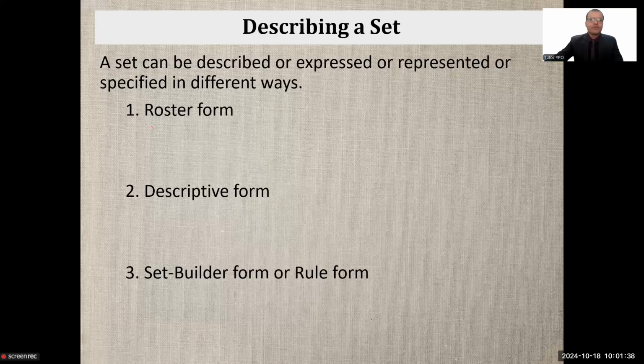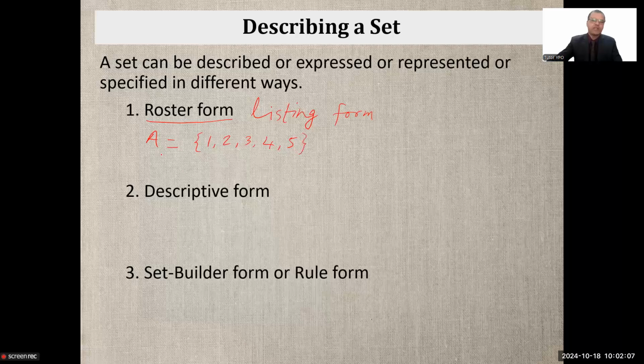In roster form, we list the elements. Roster form is listing form. This is also called listing method, listing form. So for example, set A equals, we list all the elements within curly brackets: 1, 2, 3, 4, 5. Okay, this set A is expressed in roster form.